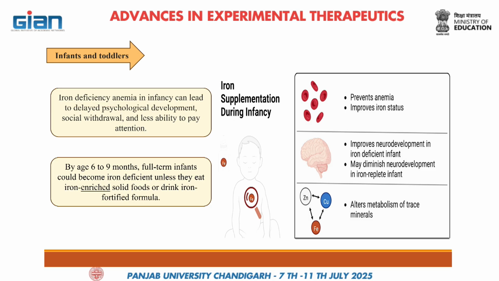In infants and toddlers, iron deficiency anemia can lead to delayed psychological development, social withdrawal, and less ability to pay attention to what is happening in their surroundings. By the age of 6 to 9 months, full-term infants could become iron deficient unless they eat iron-enriched solid food and drink iron-fortified formulas. So iron supplementation is very necessary for infants as it prevents anemia, improves neurodevelopment in iron deficient infants, and alters metabolism of trace minerals.